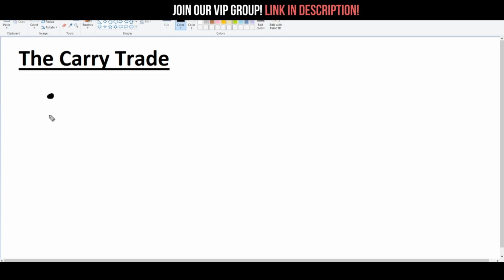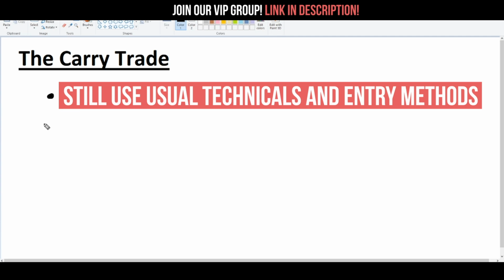However, the first tip here is, generally speaking, I still want to use all of my usual technicals and usual entry methods, okay? I still want to use my standard entry methods to take trades. I don't want to abandon those or forget them. I want those to still be the core reason behind an entry into my strategy.